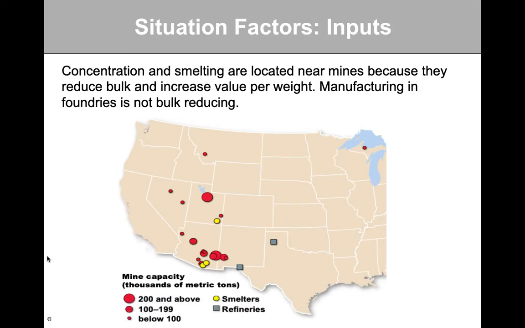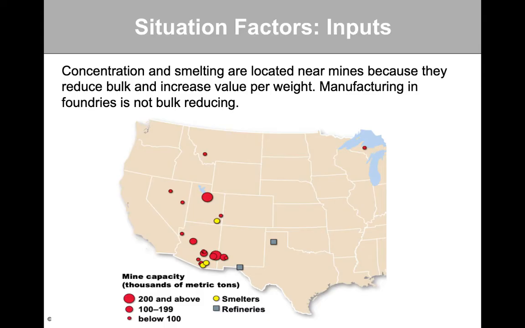When we look at the concentration, well, first you have to mine. When you mine, you're breaking the bulk, taking heavy, bulky ore and getting rid of the waste, which is known as gangue. And then you concentrate, which is the second step. That's crushing the material into fine particles. Then you smelt, and that's removing the impurities.